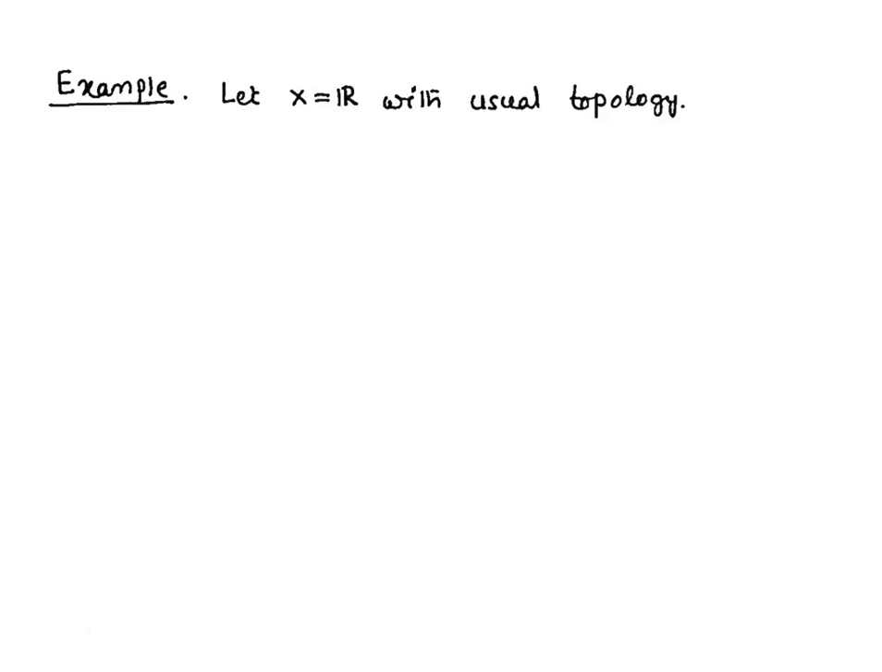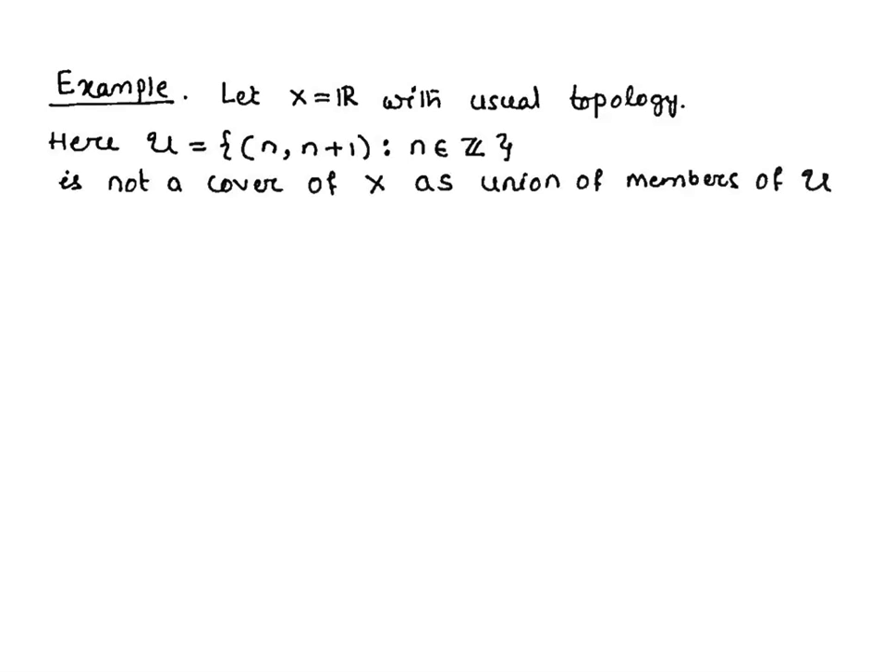Here we have an example. Let X be the real line with usual topology or standard topology. We have a collection of subsets of R. We have taken some open intervals of the form (n, n+1), where n is an integer. If n is equal to 1, then the interval is the open interval (1, 2). If n is 2, then the open interval is (2, 3). If n is 3, then it is the open interval (3, 4). Like this, we have collected such open intervals, and that collection is our U.